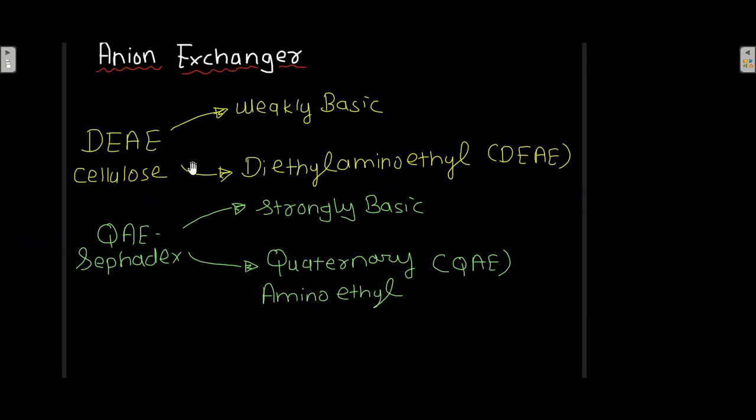Now let's have a look at the commonly used ion exchangers. This is an example of an ion exchanger, DEAE cellulose, and it is a weakly basic anion exchanger. The functional group which is there in this DEAE cellulose is diethylaminoethyl.